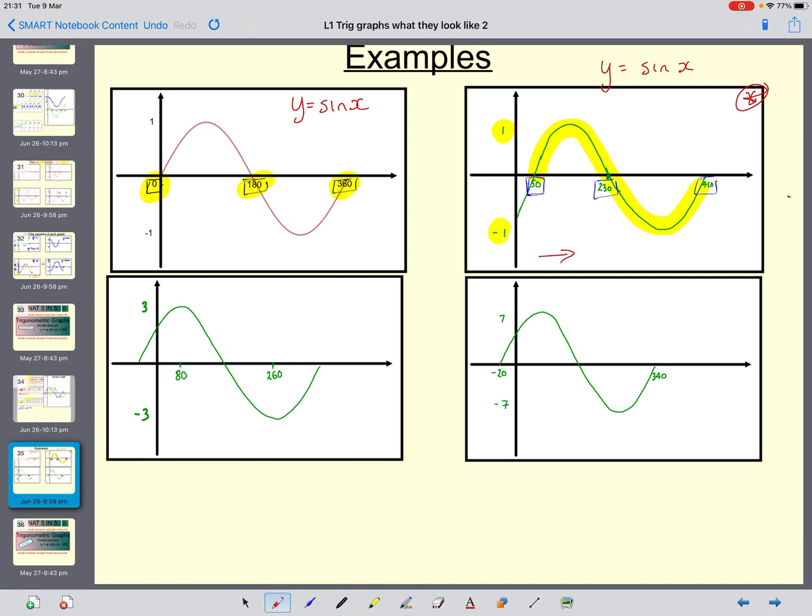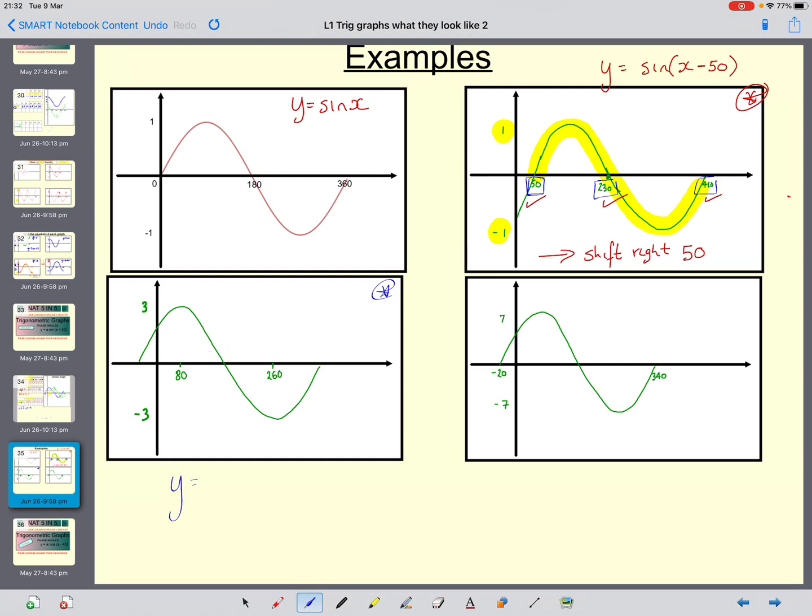So what has happened to it? It has certainly shifted to the right. It's been a shift to the right, and it's been shifted 50 degrees. Because 0 add 50 is your 50, 180 add 50 is your 230, and 360 add 50 is your 410. So remember what that looks like. It's going to be in your brackets, and if it's shifted to the right, it's the opposite of what you think, so it's going to be x take away 50 inside the bracket. Okay, let's look at the next one.